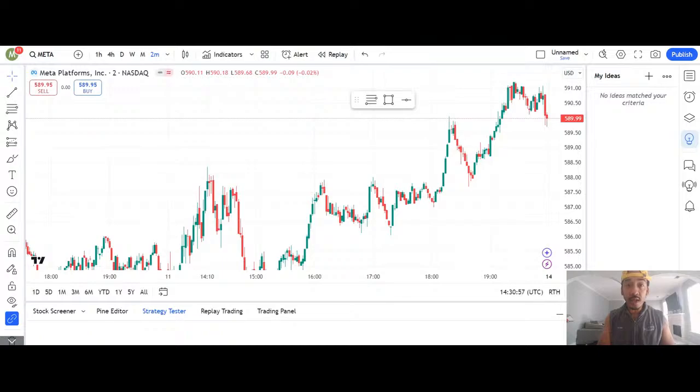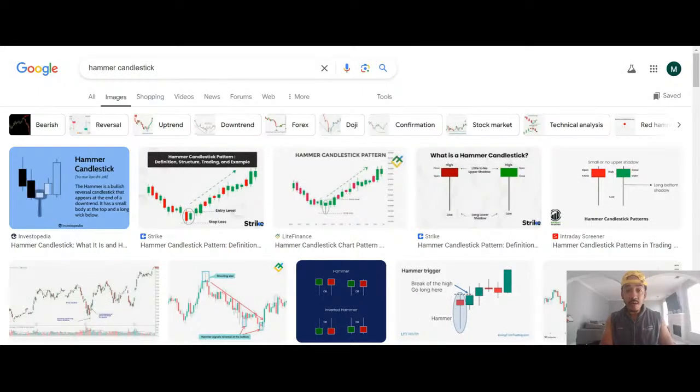So let me go over just one of them with you, which is one of my favorites, which is a reversal candle, right? So you got the hammer candle, right? The hammer candlestick is a bullish reversal candlestick that appears at the end of a downtrend, and it's a small body at the top and a long wick below. So if you look at these examples, the hammer candle is coming at the end of a downtrend, and then it's a reversal.